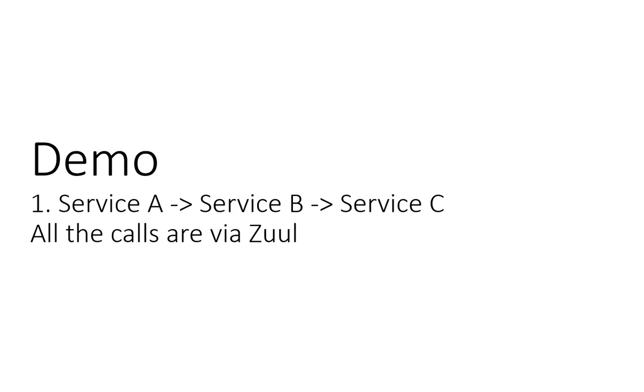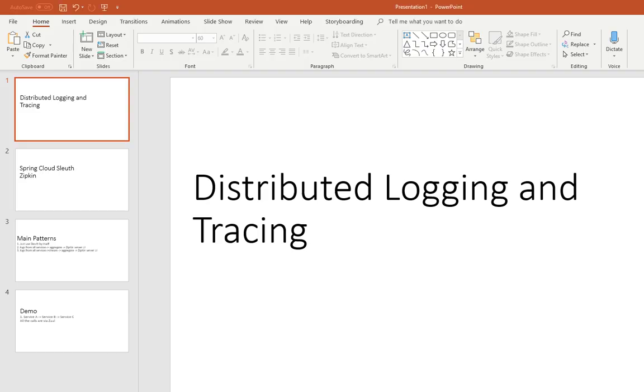I'll show you everything in code in a minute. The way I set this up is service A calls service B and service B calls service C. All the calls go via the Zuul service gateway, and of course Eureka. All right, let's dig into the code and see what's going on.